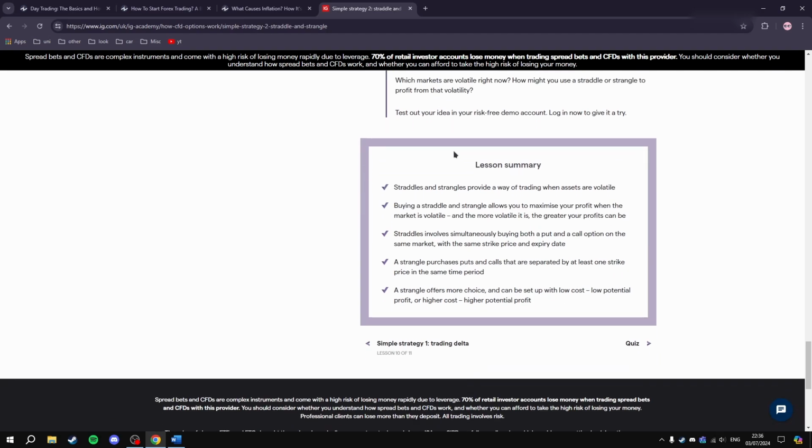Lesson summary then. Straddles and strangles provide a way of trading when assets are volatile. Buying a straddle or strangle allows you to maximize your profit when the market is volatile. The more volatile it is, the greater profits can be. Straddles involve simultaneously buying both a put and a call option on the same market with the same strike price and expiry date. Strangles purchase put and call options that are separated by at least one strike price in the same time period. The strangle offers more choices and can be set up at lower cost, lower potential profit, or higher cost, higher potential profit.